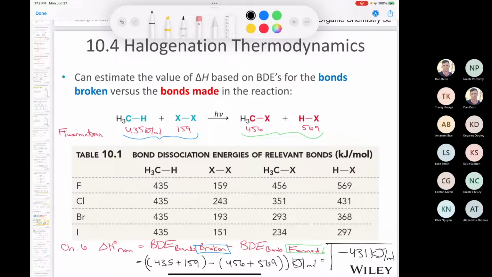Thus, you can see that the fluorination of methane is thermodynamically favored, right? Because if delta H is essentially equal to delta G, you get a negative number. And we know that when delta G is negative, you have a spontaneous reaction. So this is going to work.